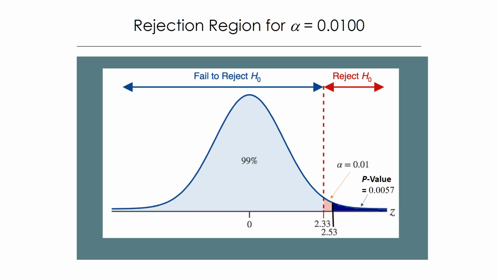And in this case, we have a test statistic of 2.53, which is in that rejection region, and a p-value of 0.0057, which is less than alpha. So again, in this case, we would reject the null hypothesis. And when you reject the null hypothesis, you support or accept or conclude in favor of the alternative hypothesis.